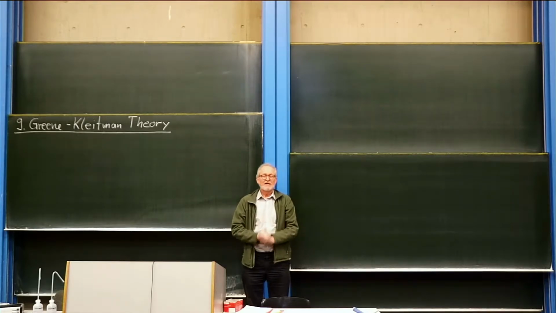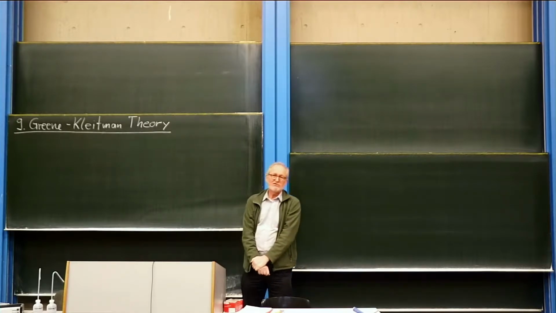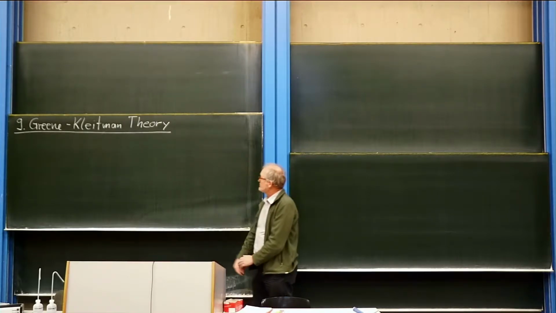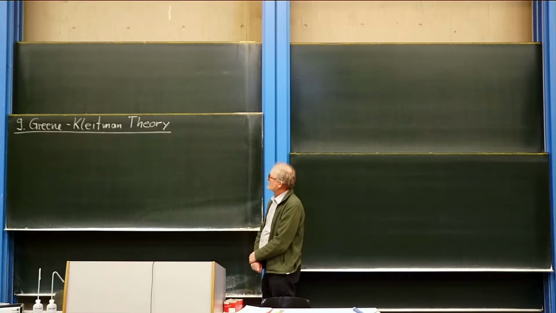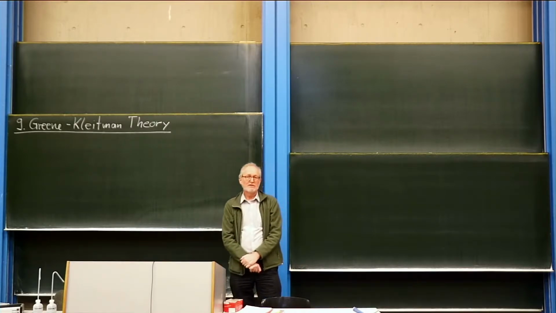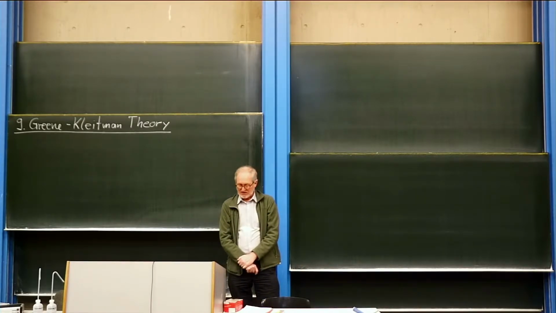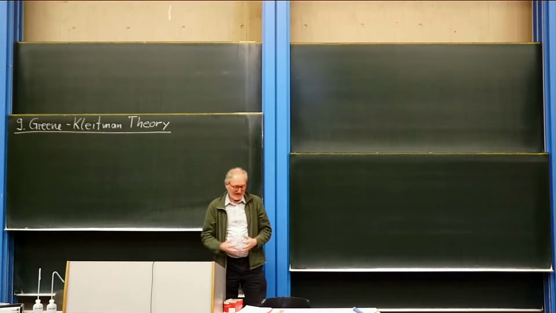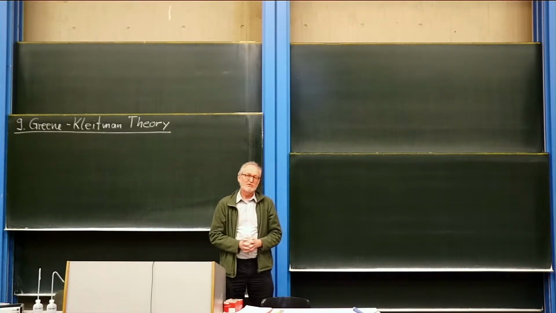Welcome. So this is lecture 27 of Introduction to Order Theory. We are starting a new chapter, chapter 9. It's about Greene-Kleitman theory, which is a very strong extension of Dilworth's theorem.